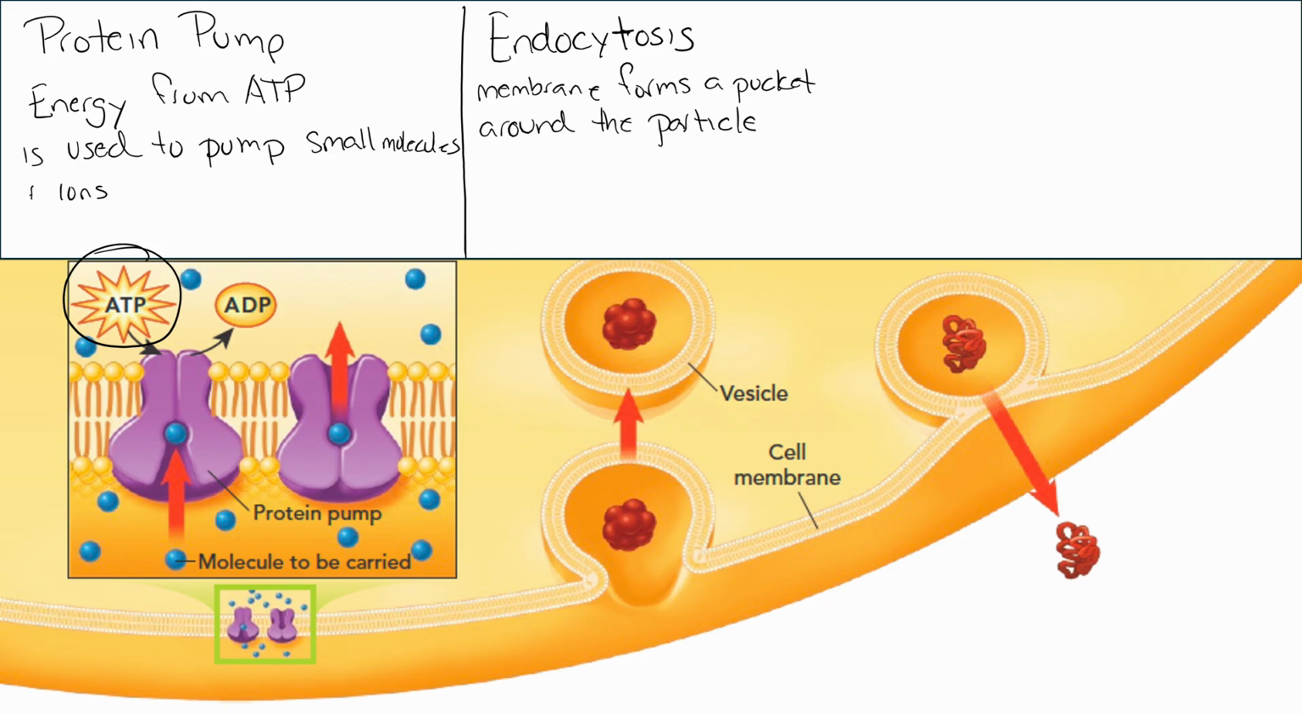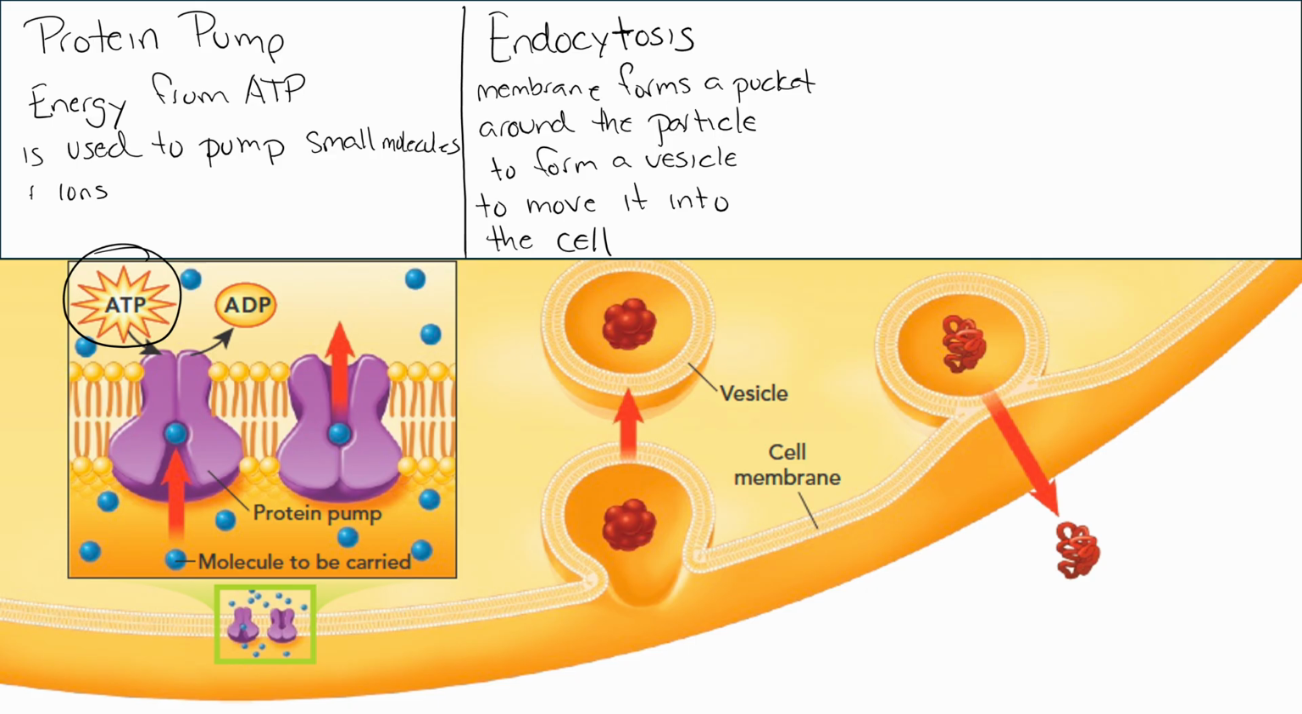So again, this is the way that large things can enter into the cell. So again, around that particle to form a vesicle. And remember, a vesicle is a vehicle that moves molecules. And again, this vesicle is to move this large molecule into the cell. Now, again, this still requires ATP or energy in order to move this molecule into the cell.